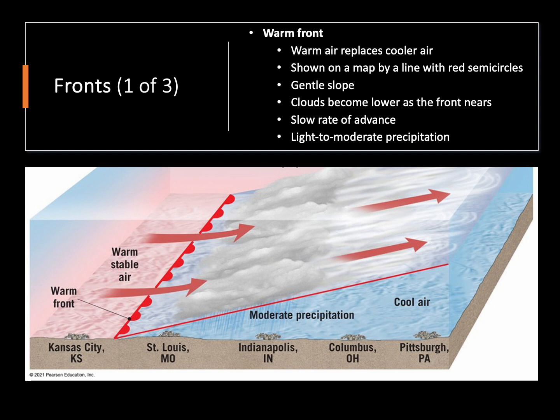And very close to the beginning of the front, which is shown in red semicircles, where the circles are pointed in the direction that warm air is moving, we're going to see that the clouds are lower, closer to the edge of this warm air front. But as the warm air moves up this gentle slope above the cooler air beneath it, it's going to move very slowly. And as it slowly moves, it's going to release some light, maybe some moderate precipitation. So some rain, but not intense rain.